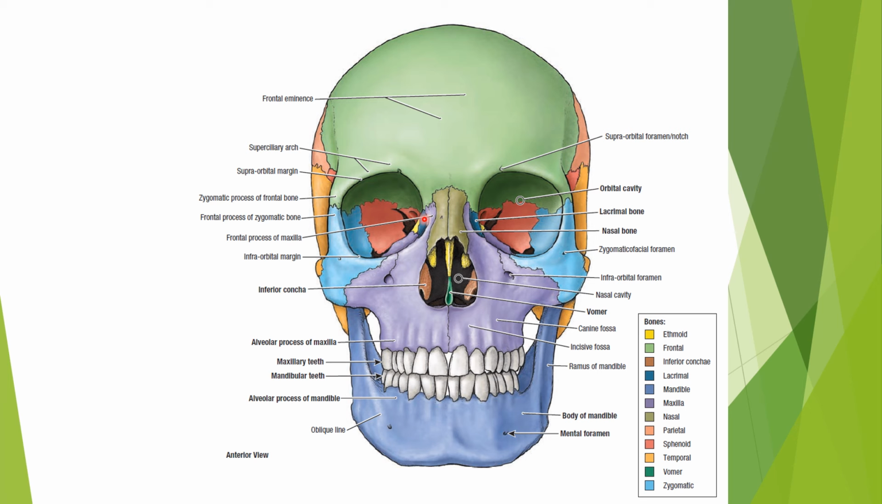This is the lacrimal bone, and this is the nasal bone, and this is the maxilla. Sometimes this part is known as the frontal process of the maxilla. And this is the supraorbital foramen, and this is the supraorbital margin, and this is the zygomatic process of the frontal bone, and this is the frontal process of the zygomatic bone. This is the infraorbital foramen connected to the infraorbital fissure, and this is the superior orbital fissure. This is the optic canal.